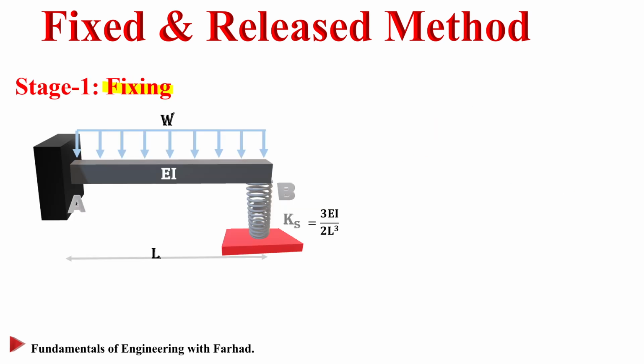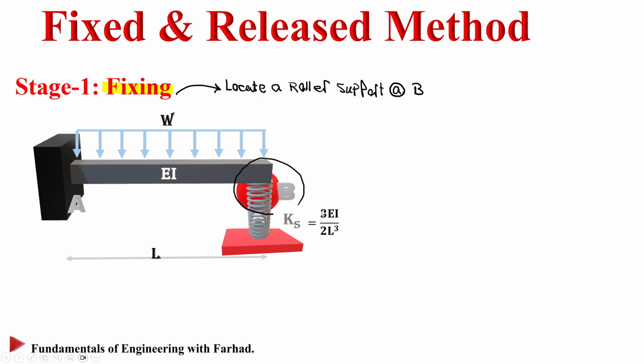In a fix and release method, we have two stages. In stage 1, we will fix the location where we want to calculate the deformation. So we want to know what is the delta at B, so we locate a roller support at B to have that point fixed. That's why we call it stage 1, fixing, and remove the spring.